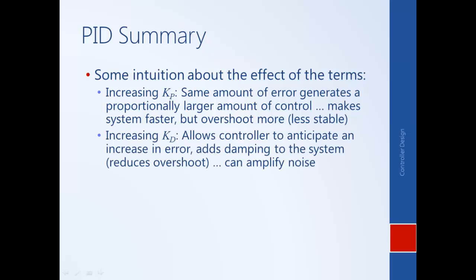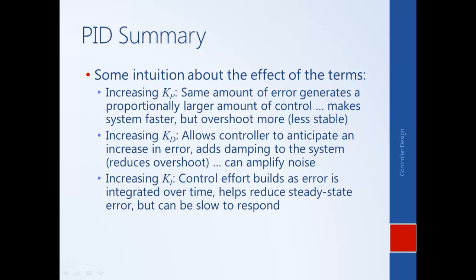Increasing the derivative action allows the controller to anticipate an increase in error, thereby sort of damping the system. A drawback is that it can amplify noise. The addition of integral action tends to help reduce steady state error. But the fact that we have to wait for the integral to build up, and then when the error changes sign we have to wait for the integral to unwind, makes the response possibly slower.